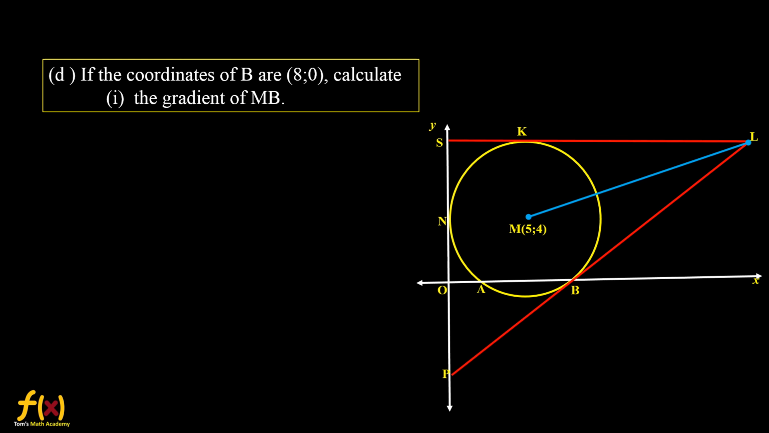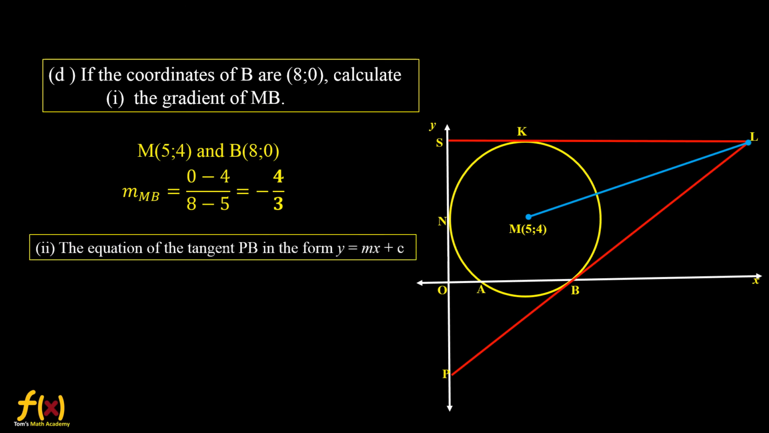Question D. If the coordinates of B are 8, 0, we have already obtained the two values of x, and A is 2, 0, now B is 8, 0. Calculate the gradient of MB. Okay, there is nothing new. We have the formula for the gradient. We get the gradient of MB is minus 4/3.